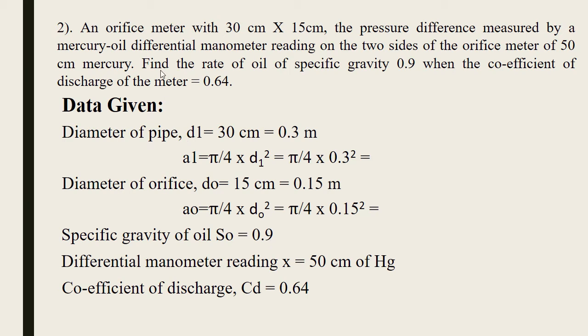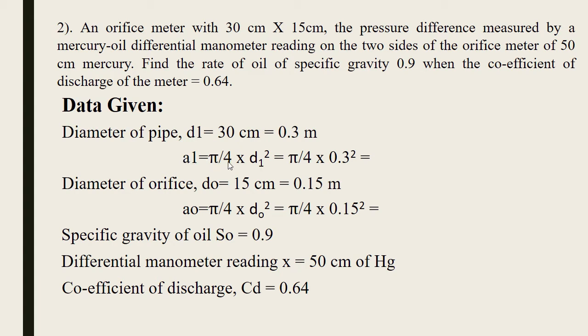What he has asked you to find is the rate of flow of oil, that is, the discharge of the oil, where the specific gravity of the oil is given as 0.9 and the coefficient of discharge of the given orifice meter is 0.64. So I have written all the data given in the numerical. The diameter of the pipe is 30 centimeters, so I can write 0.3 meter.